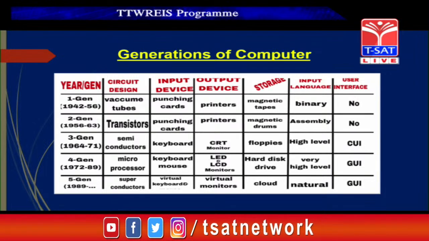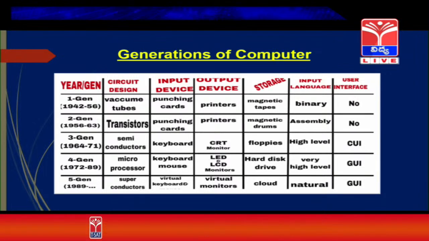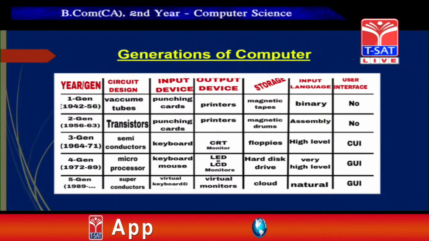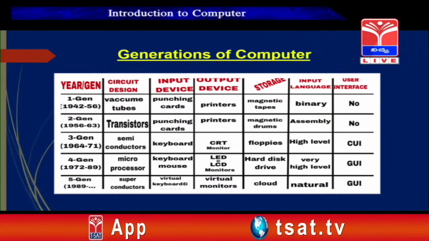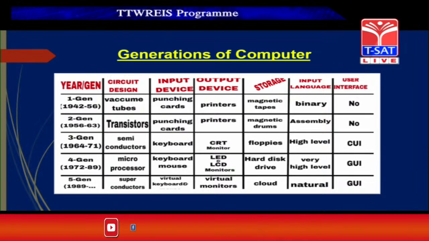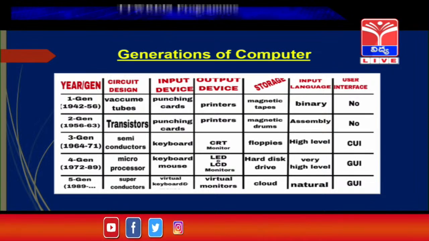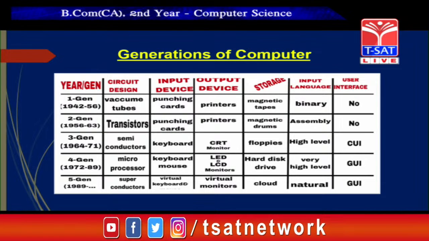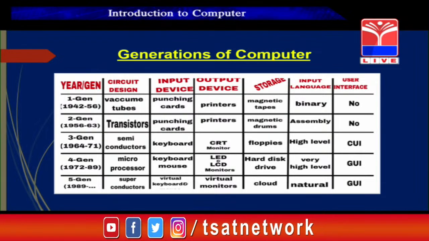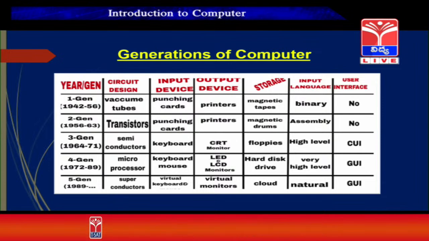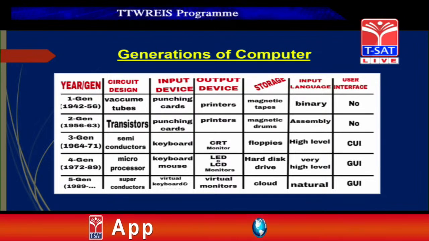So for that reason, the second generation computers came into existence. And now we will discuss second generations of computer. Here second generation computers started in the year 1956 and ended in the year 1963. And here transistors are used as circuit design in second generation computers. I hope all of you understand, friends.